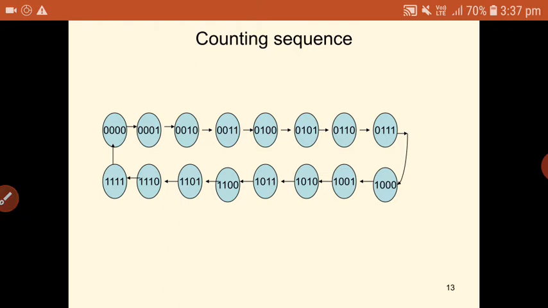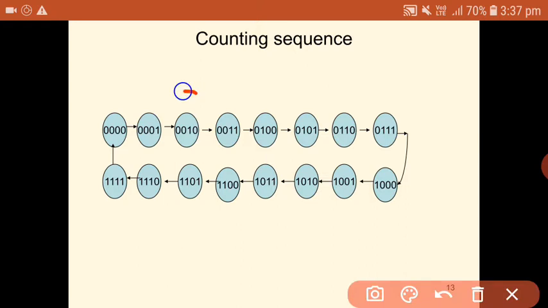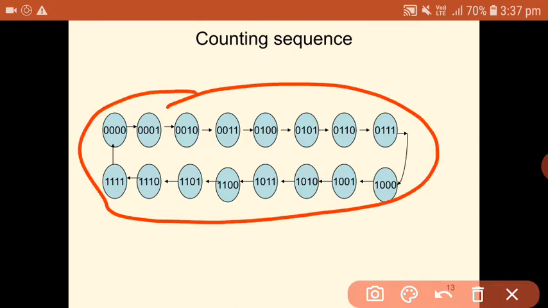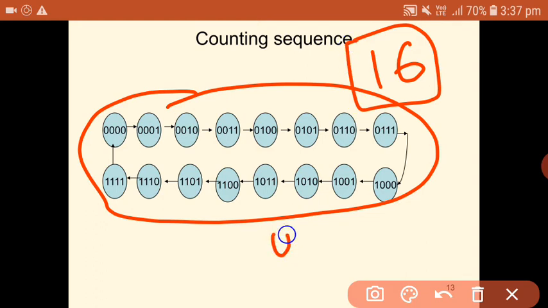Since you are using a 4-bit ripple counter, it can count a maximum of how many clock pulses? 16 clock pulses. It starts from the output state of all zeros, 4 zeros, and goes to all ones, 4 ones. So these are the 16 different output states you will be getting for a 4-bit ripple counter or 4-bit asynchronous counter.